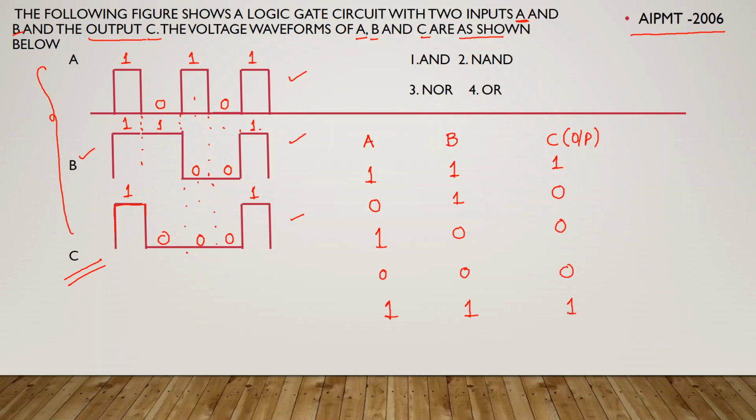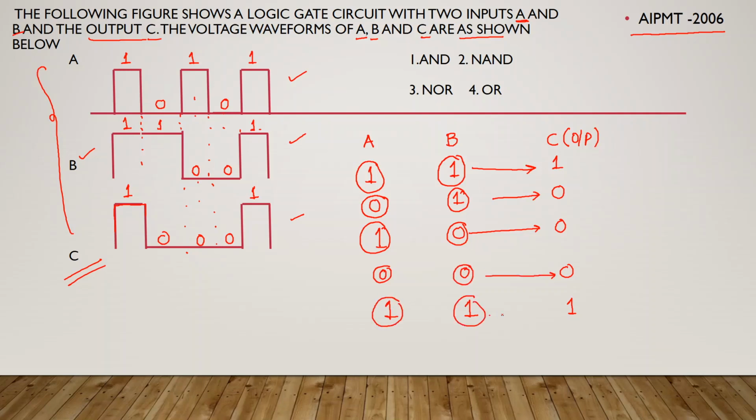Now let us observe this truth table and find out the option. Whenever both the inputs are 1, we are getting output as 1. Whenever input A is 0 and input B is 1, the output is 0. Whenever input A is 1 and input B is 0, again the output is 0. Whenever both the inputs are 0, again the output is 0. Whenever both the inputs are 1, the output is 1.